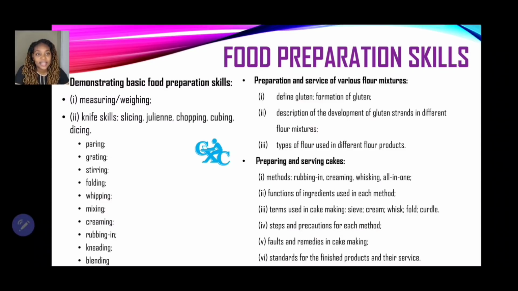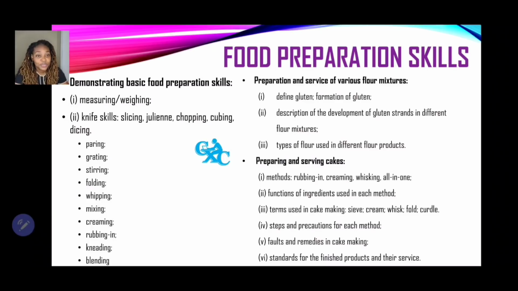And the first content that you have here to cover under this area is what? Demonstrating basic food preparation skills, which includes, so you should know the difference between measuring and weighing, types of knife skills such as slicing, julienne, chopping, cubing, dicing, things like paring, grating, stirring, folding, whipping, mixing, creaming, rubbing in, kneading, and also blending, right?